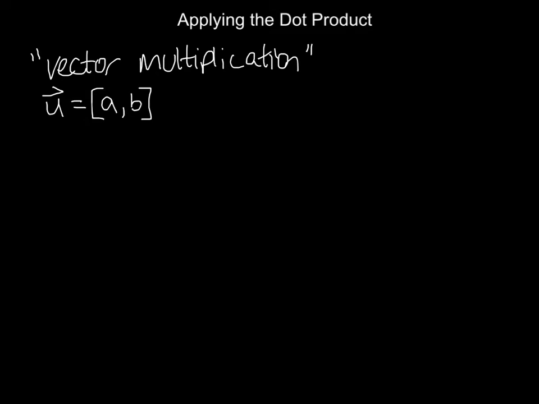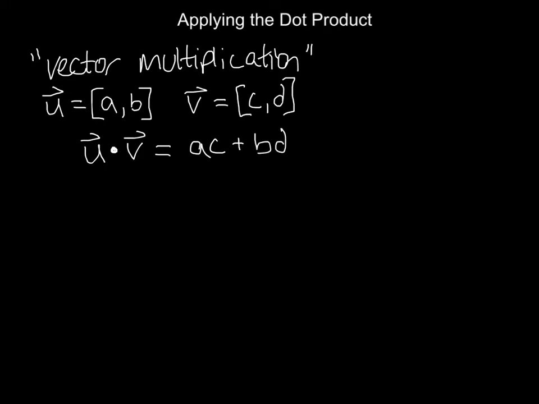we'll say that the components are a comma b, and then let's look at a vector v that has components c comma d. If we wanted to do the dot product between those, u dot v, what that would look like is we're going to take the two x components and multiply them together, and we're going to add that to the product of the two y components. And that's it. That's our dot product.